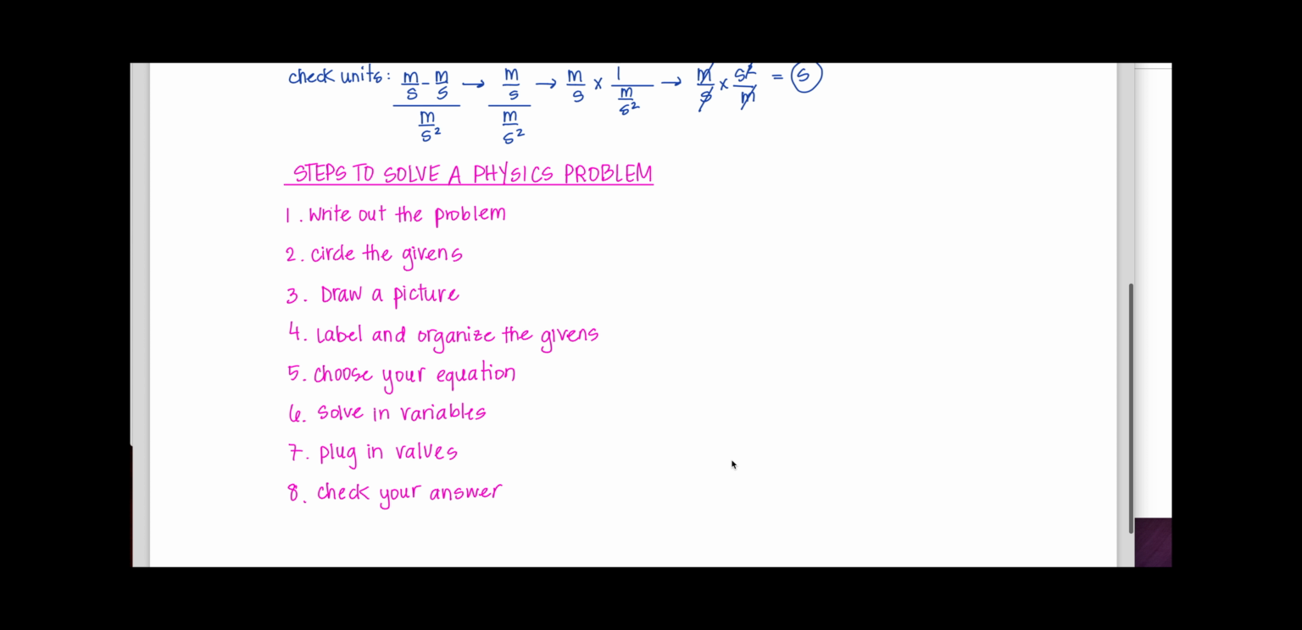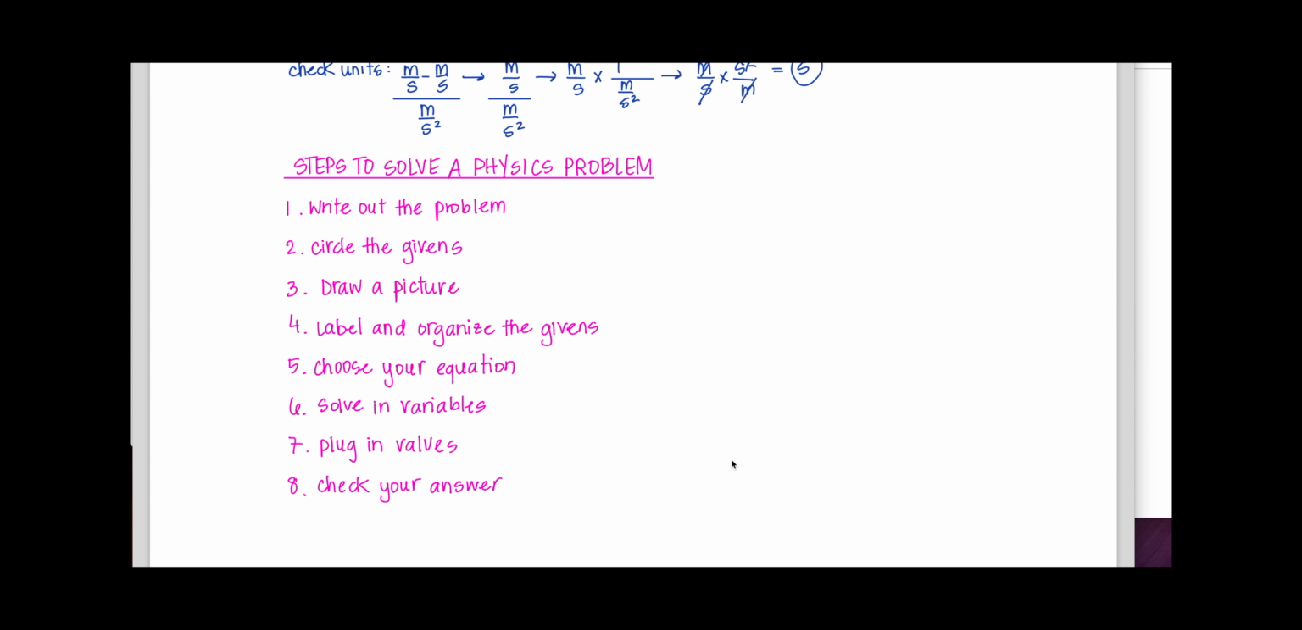So here are the steps for solving our physics problem. Number 1, write out the problem and don't cut corners here. Number 2, circle the givens, or circle the information in the problem that will be useful for solving.